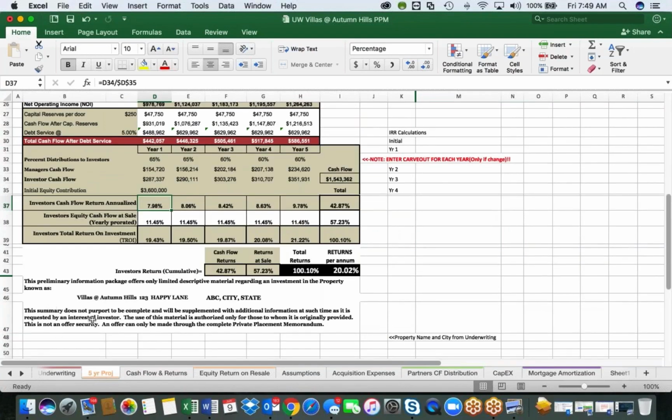See, this summary does not purport to be complete and will be supplemented with additional information at such time as it is requested by an interested investor. The use of this material is authorized only for those to whom it's originally provided. This is not an offer of a security. An offer can only be made through the complete private placement memorandum. So we try to put that everywhere.